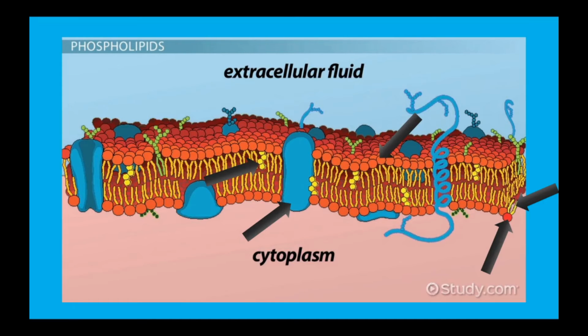Carrier proteins are important for cell homeostasis because it allows the cell to live in low concentration areas and get more materials.